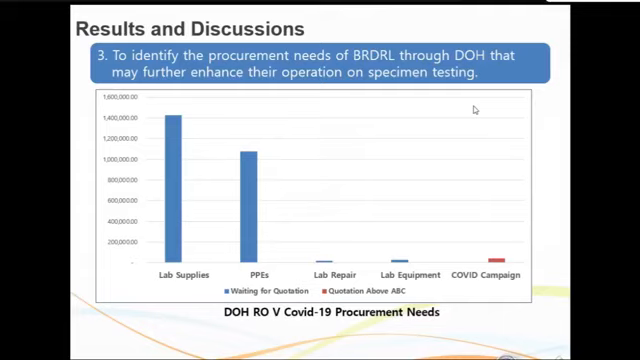From those procurement needs waiting for quotation or with quotation above ABC, it is evident that the highest cost is for the procurement of laboratory supplies, followed by the procurement of PPEs, then COVID campaign, then laboratory equipment, and finally, laboratory repairs.